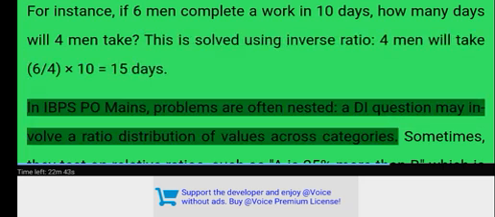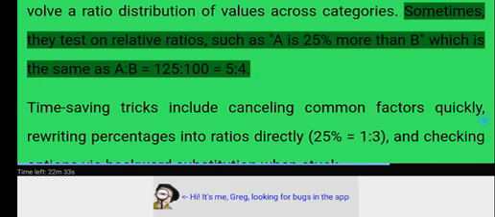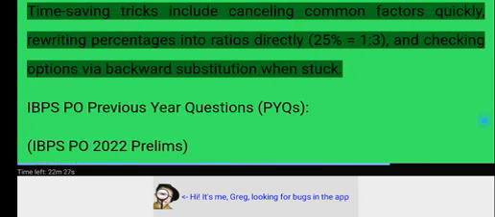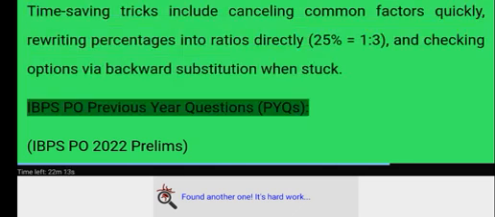In IBPS PO mains, problems are often nested. A DI question may involve a ratio distribution of values across categories. Sometimes, they test on relative ratios, such as, A is 25% more than B, which is the same as A:B equals 125:100 equals 5:4. Time-saving tricks include canceling common factors quickly, rewriting percentages into ratios directly, 25% equals 1:3, and checking options via backward substitution when stuck. IBPS PO previous year questions, PYQs.